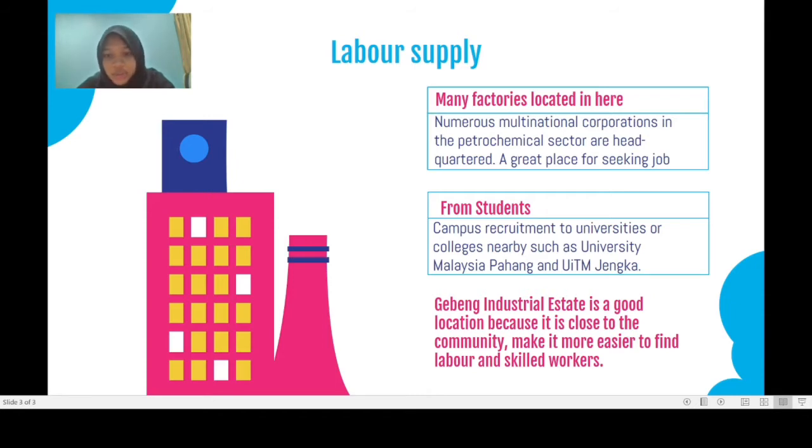The company can also do campus recruitment at universities or colleges nearby, for example, University Malaysia Pahang or UTM. The company can also provide an internship program for them. Gebeng Industrial Estate is a good location for us to build our plant because it is close to the community, making it easier to find labor and more skilled workers.